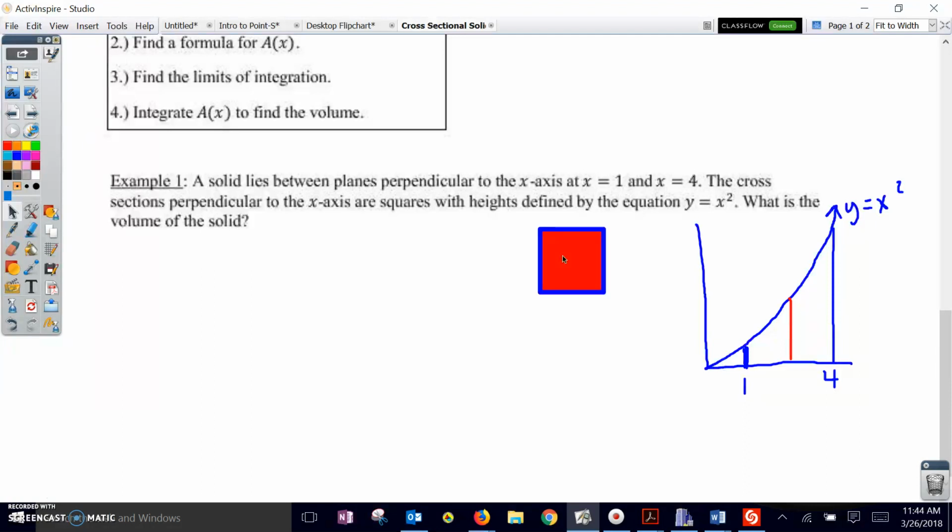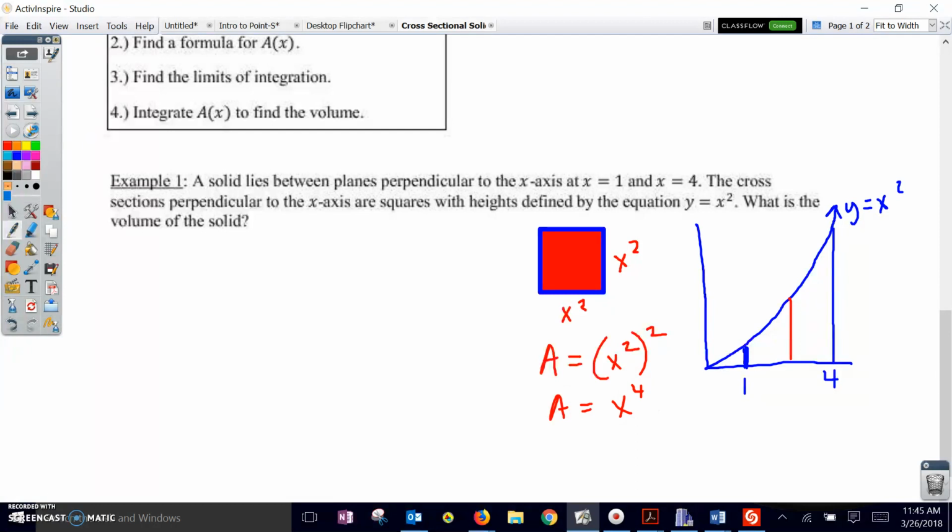So our next task, now that we've got a sketch of the curve and a typical cross-section, is going to be to figure out the area of that cross-section. Now we know that this particular dimension of the square is x squared, and so the other dimension of the square is x squared, and so the area of this particular cross-section is going to be x squared squared, or just x to the 4th.